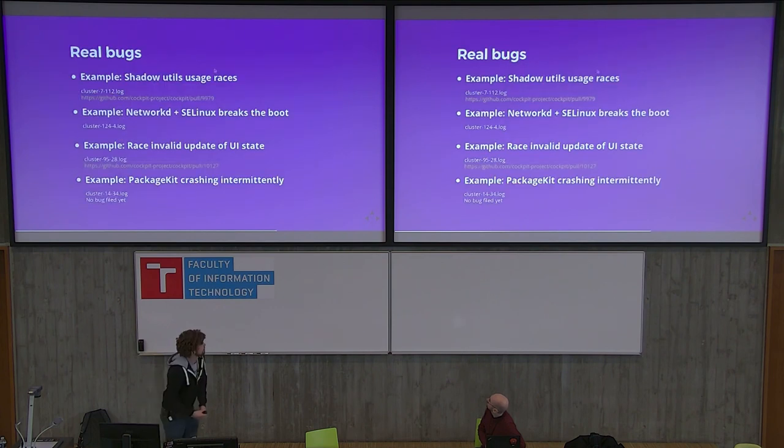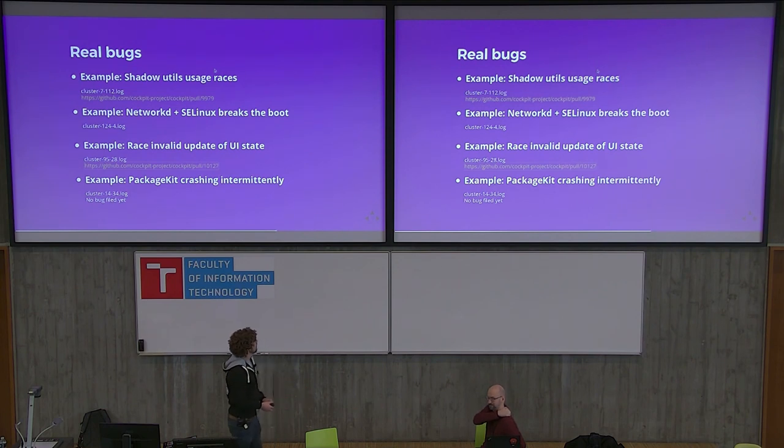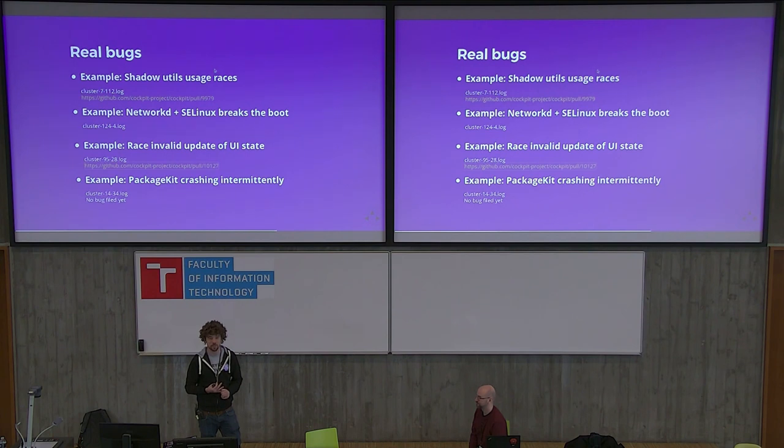So here's an example of a couple bugs that were found due to this. The one that was actually really interesting was this one here. For a while in Fedora 29, just randomly, every 1,000 boots or something, there was a race between networkd and SELinux, and the system literally would not boot. It literally just stopped the boot and went into emergency mode.